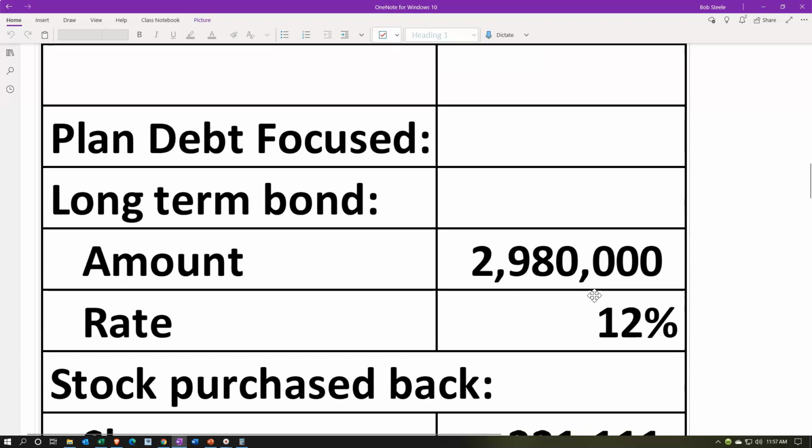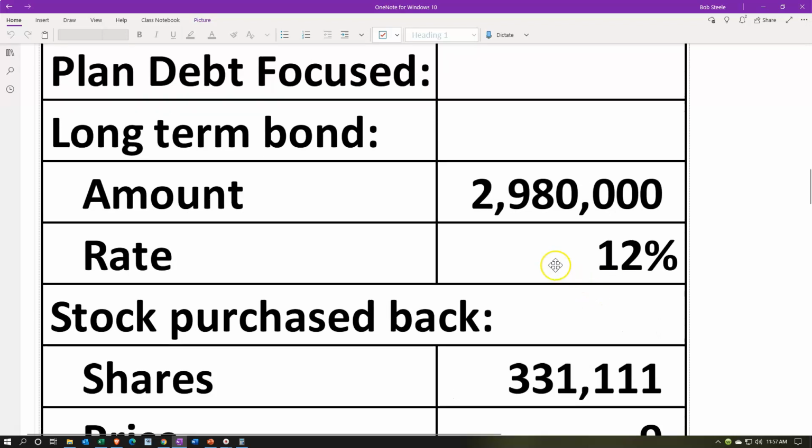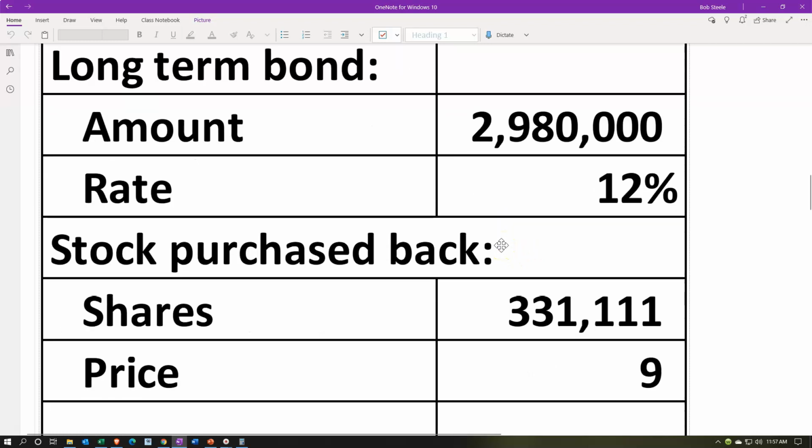So the plan that's going to be debt focused, we're going to say we have a long-term bond in the amount of $2,980,000. So we're going to issue a bond, issue debt, a bond that's going to be a payable liability on our books. It's going to cost us a 12% rate for the bond. We're going to take that money that we get, the $2,980,000, and we're going to purchase back our own stock that is actually on the stock market.